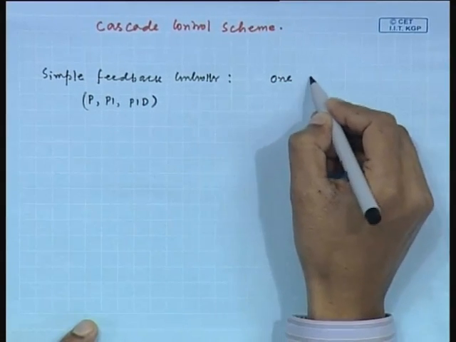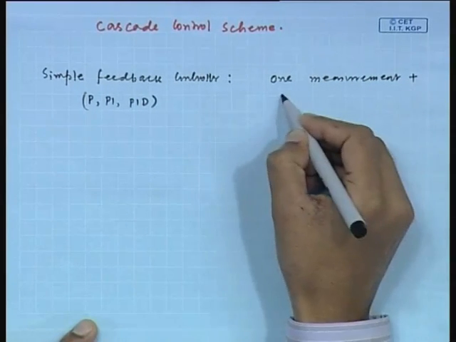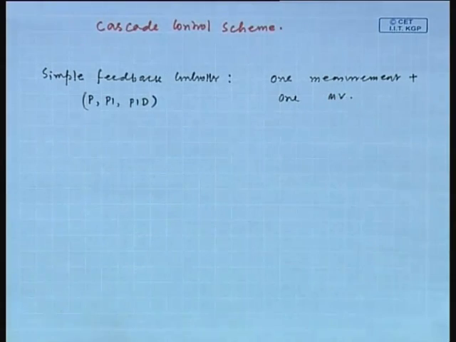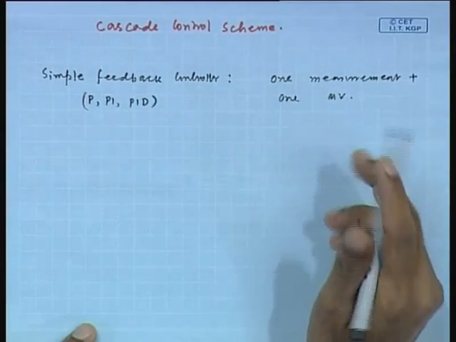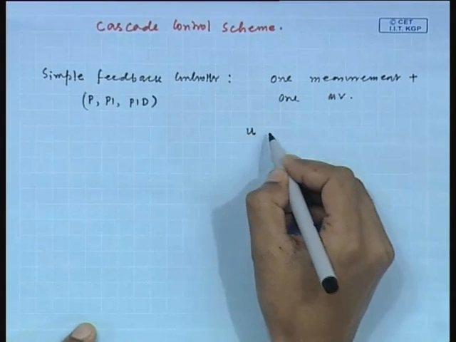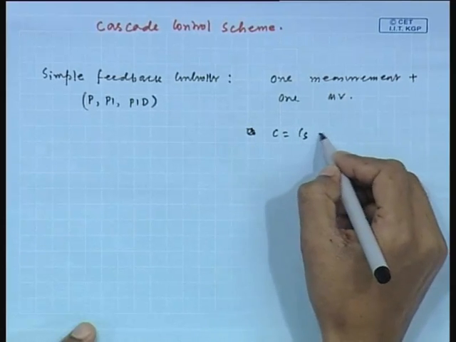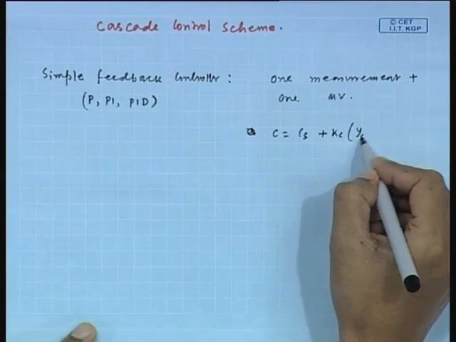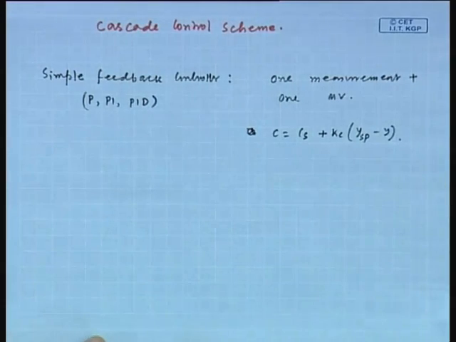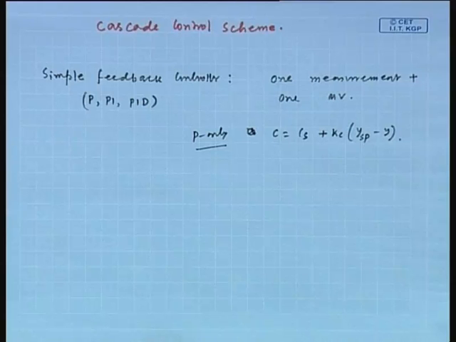one measurement and one manipulated variable are involved. If I write an equation for the simple P only controller, we can write that as C equal to Cs plus Kc times (y set point minus y). This is the equation for the P only controller.